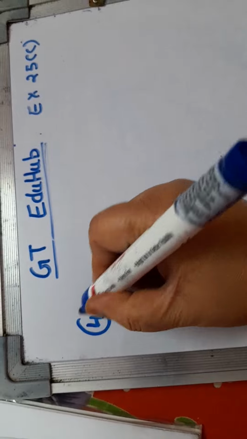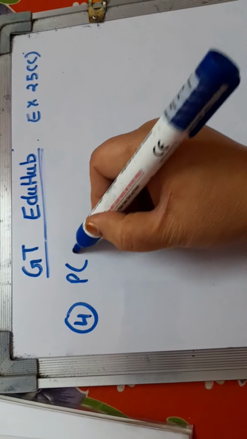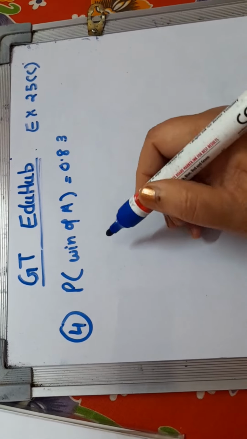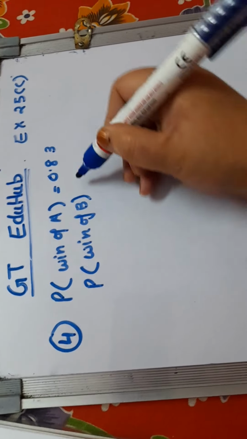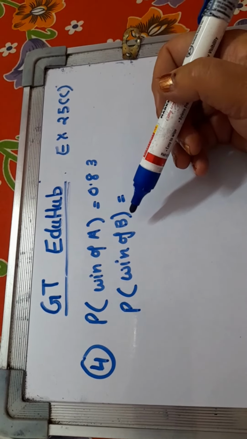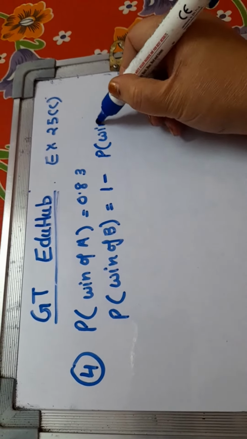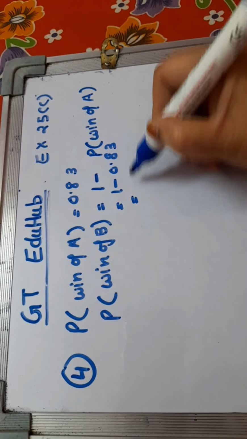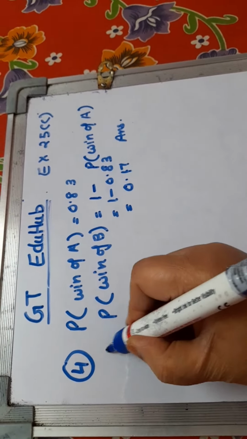Now I will do question number 4. In a match between A and B, the probability of winning of A is 0.83. What is the probability of winning of B? We have to find this. Because 2 persons are playing the match, so their probabilities are the complementary event. So probability of winning of B will be 1 minus probability of winning of A. That is 1 minus 0.83. So our answer is 0.17. This is our first part.